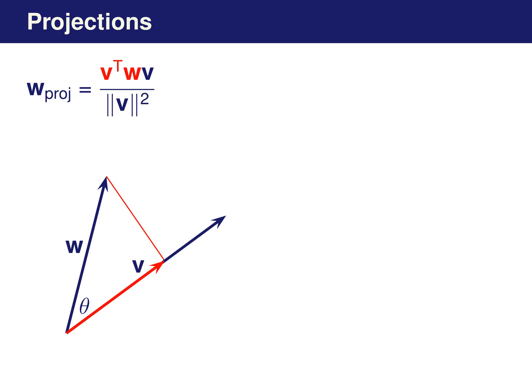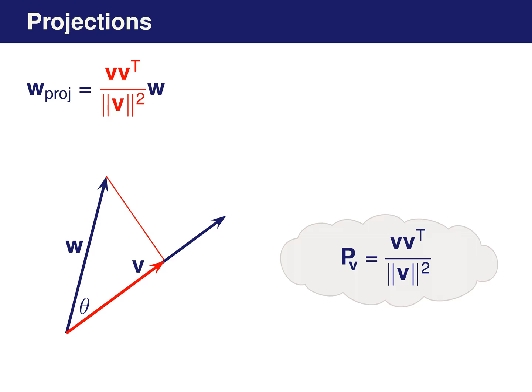Because v transpose w is a scalar, we can move it after the v in the numerator. Now, we'll grab w, and push it off of the ratio, so that we have an operator acting on w. This operator is the projection operator for the line spanned by the vector v. If we apply it to any vector, that vector will be squashed onto the line in the direction of v-hat. Any component orthogonal to the line will be zeroed out.